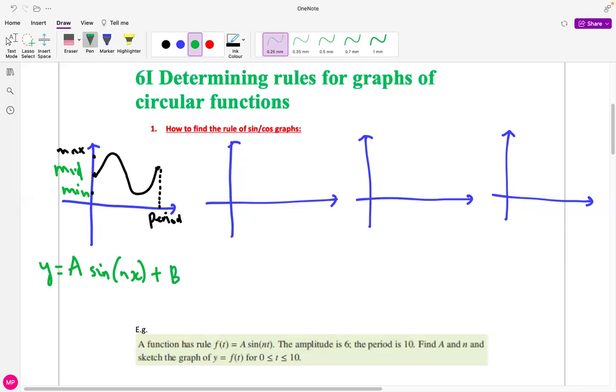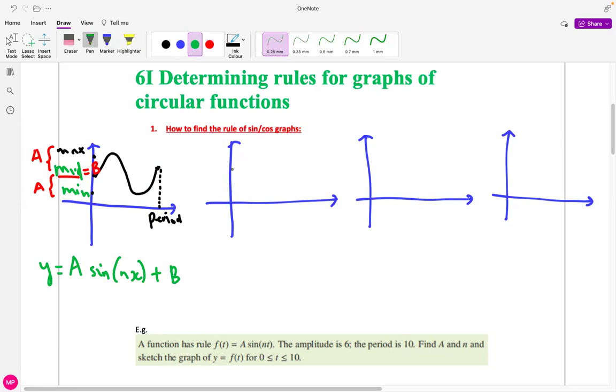Okay. How do we find A? A is the gap between the maximum and the middle, or between the middle and the minimum. So the gap between here and here is the amplitude, or you can use the gap between here and here. That's A. And how do we find B? B is technically the midpoint. So the midpoint is B. And to find n, if we are given a period, the period is 2 pi over n, and then we can find n based on the period. But we're going to get to the example later on, and I'm going to show you how to do that.